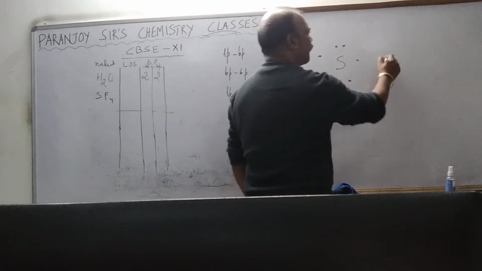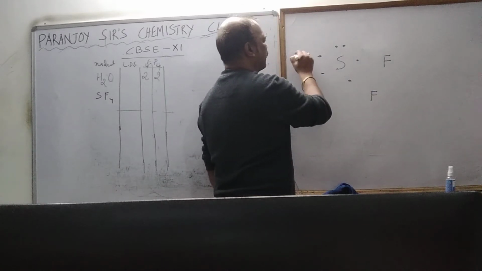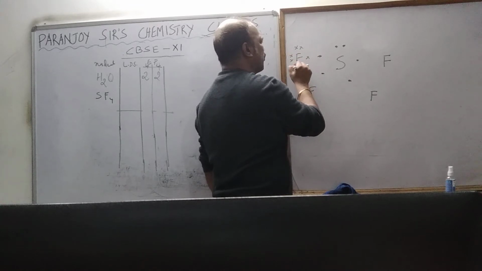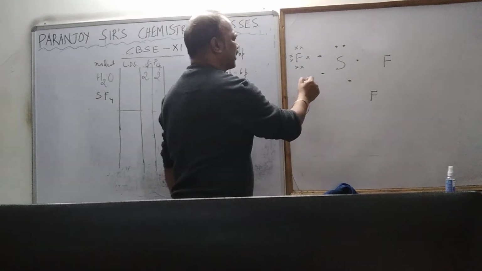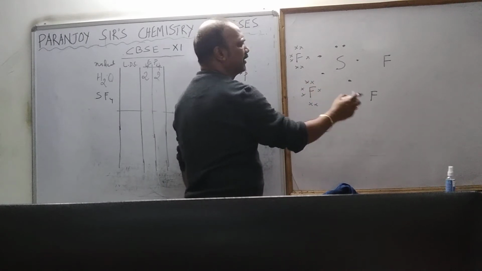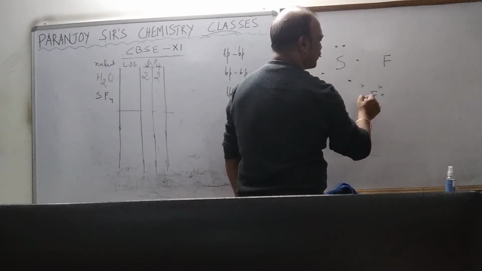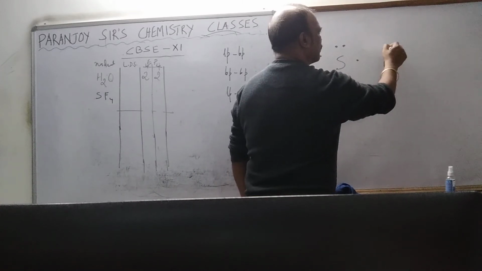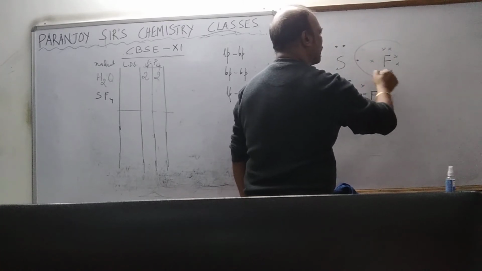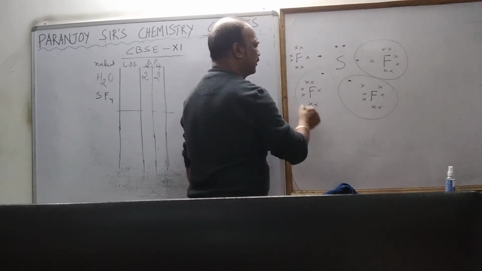Now there are 4 Fs, which have 7 electrons each. 1, 2, 3, 4, 5, 6, 7. This is 1, 2, 3, 4, 5, 6, 7. This is also 1 to 7. This is also 1 to 7. Make each fluorine 8. Every fluorine is becoming 8.